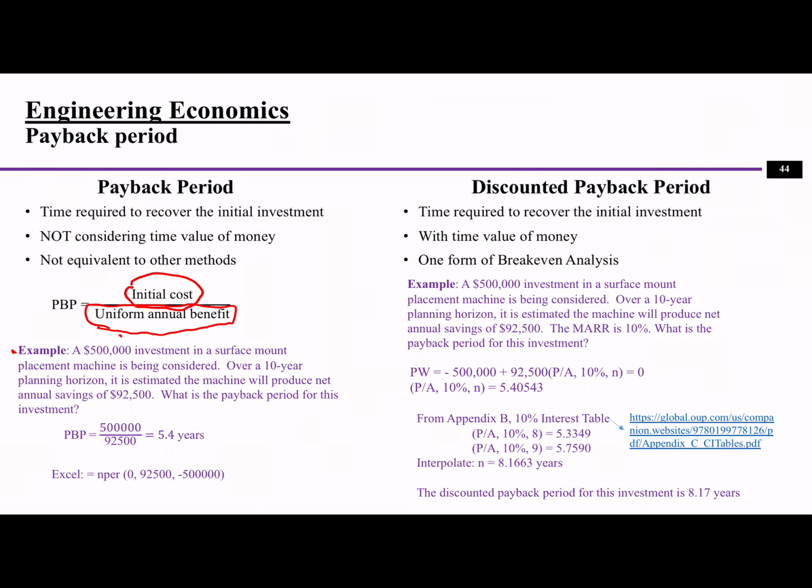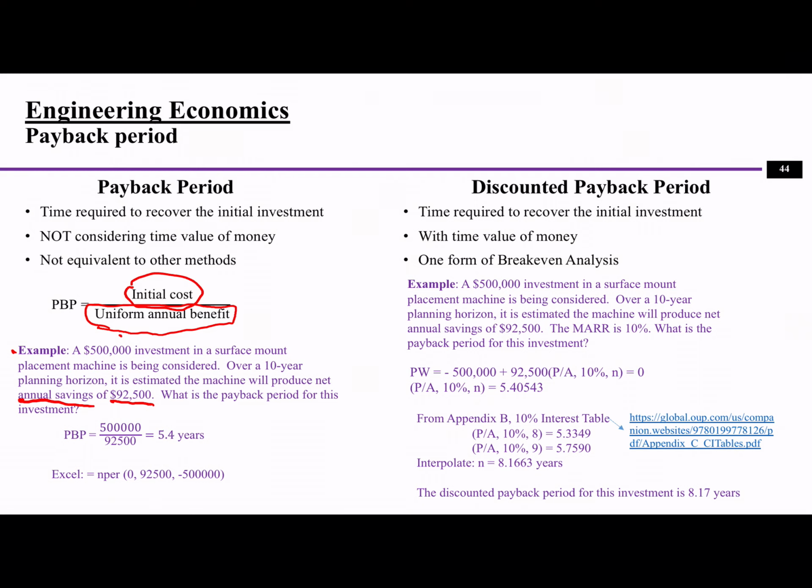So, example here: a $500,000 investment in a surface mount placement machine is being considered over a 10-year planning horizon. It is estimated that the machine will produce a net annual saving of $92,500. What is the payback period for this investment?